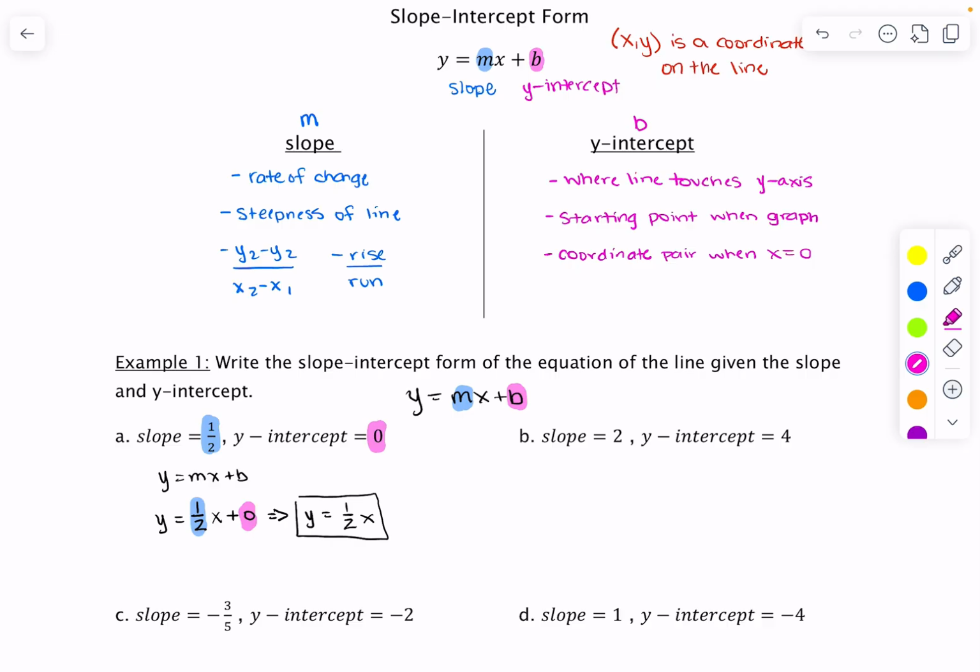Okay, example number 2, slope is 2. My y-intercept is 4. So when I write my equation, I'm going to have y equals 2x and then plus 4.